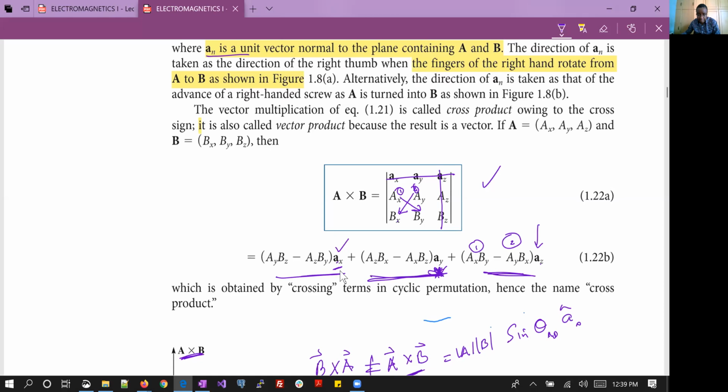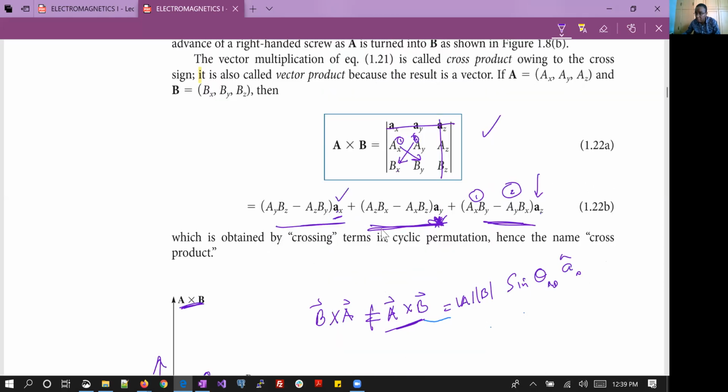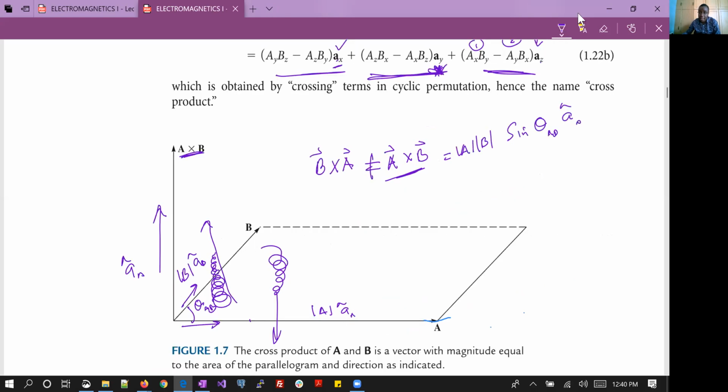Okay. Please repeat the concept of A cross B. I've not even finished yet. That is what I'm explaining. Well, I can repeat. That is why we are here. A cross B, remove this idea altogether.